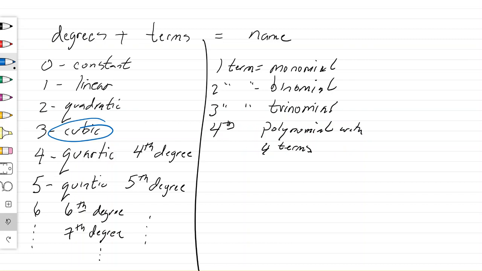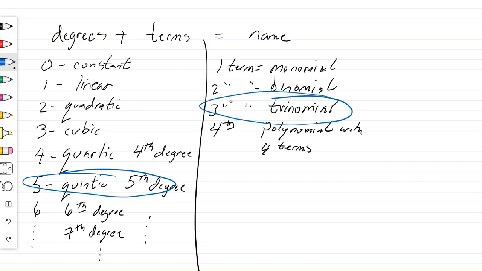Okay, and lastly, just to make sure we cover all of our bases, let's say, for instance, we have something with 5th degree, and it turns out to be a trinomial. We would call that a quintic trinomial, or you could also refer to it as a 5th degree trinomial.